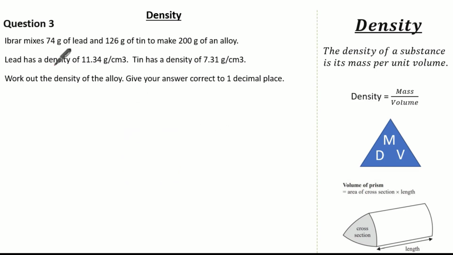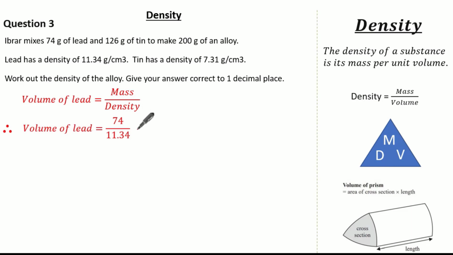So let's start by looking at lead first. Well, we know the mass and we know the density, so let's work out the volume. To work out the volume using our triangle, it's mass divided by density. So our mass is 74 divided by our density, which is 11.34, so that means I know the volume of lead is 6.53 centimeters cubed.